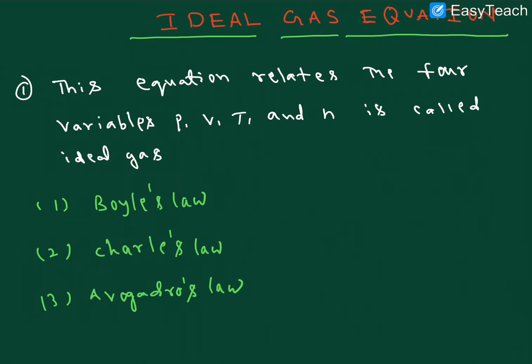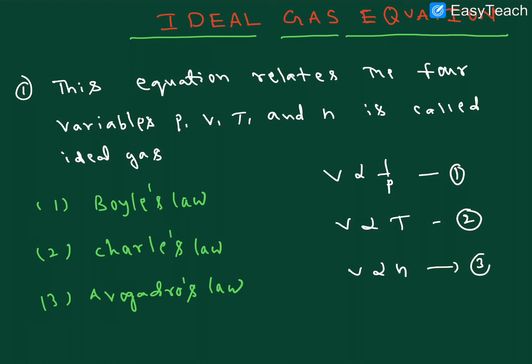Let me explain the laws. Boyle's law: the volume is inversely proportional to pressure, and this is equation 1. Charles's law: the volume is directly proportional to temperature, this is equation 2. And Avogadro's law: volume is directly proportional to the number of moles; as moles increase, the volume also increases, right? This is equation 3. From equations 1, 2, and 3, we derive the ideal gas equation.